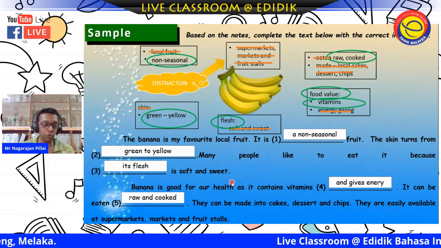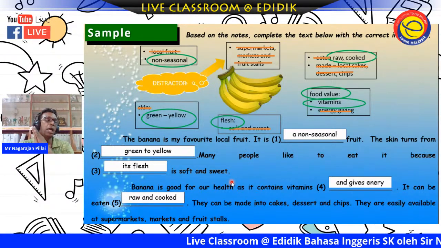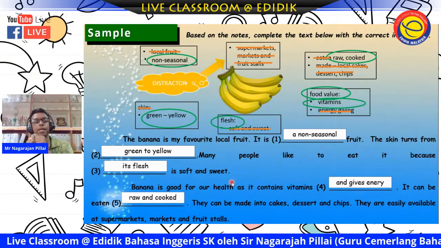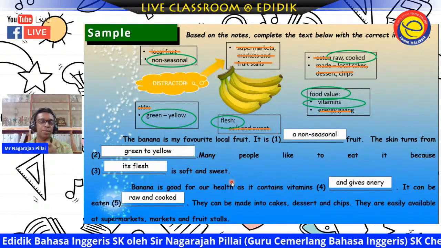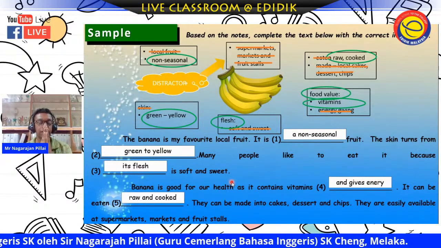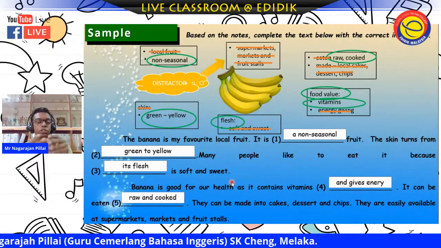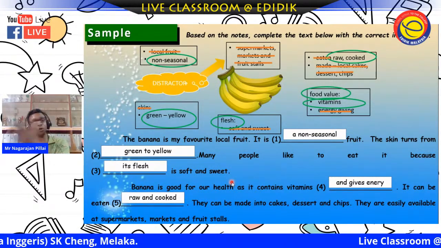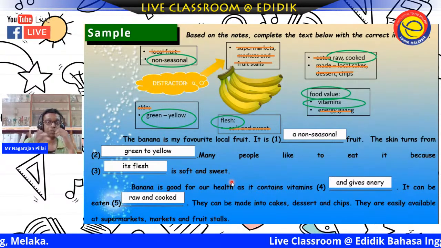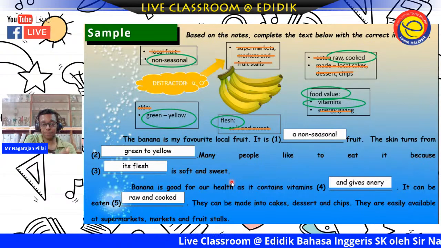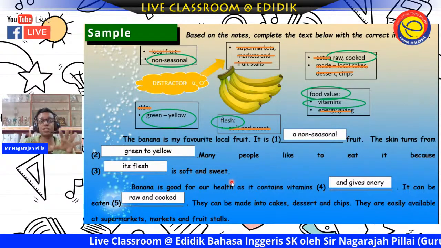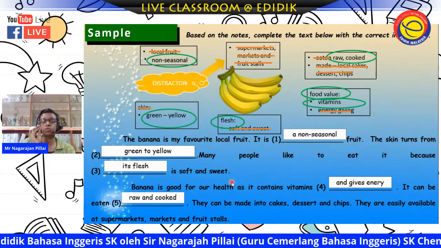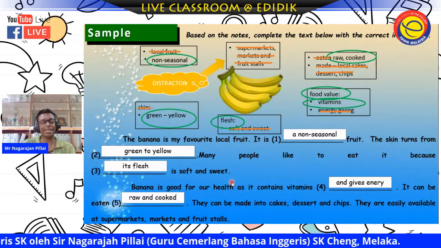That means some of you like to eat raw banana. That means straight, as it is. Okay, and cooked. That means maybe as a dessert or chips. Okay, if I use the word or, raw or cooked, some might like the raw banana. Some don't like. They might prefer the cooked one. So that's why we use the word or. So for this sentence, you can use both. You can use or and you can also use and.